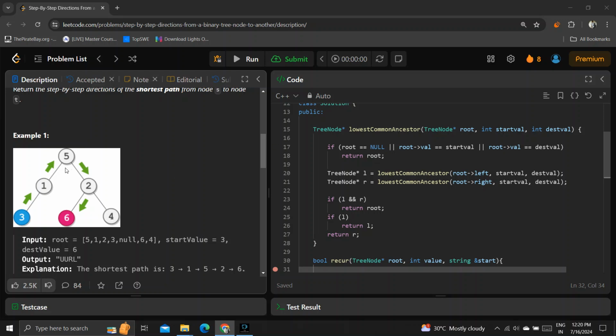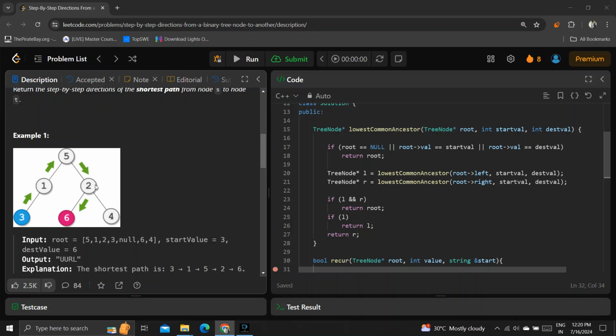Let's take one more example. Suppose we are given this tree and the start value is 1 and the destination value is 2. What would be our LCA? 5. Now, how will we find it? First, we will move to the left, right? As soon as we find the start value, or the destination value, or the root becomes null, we will simply return the root. What is its root? Its root is 5, so we will return 5.